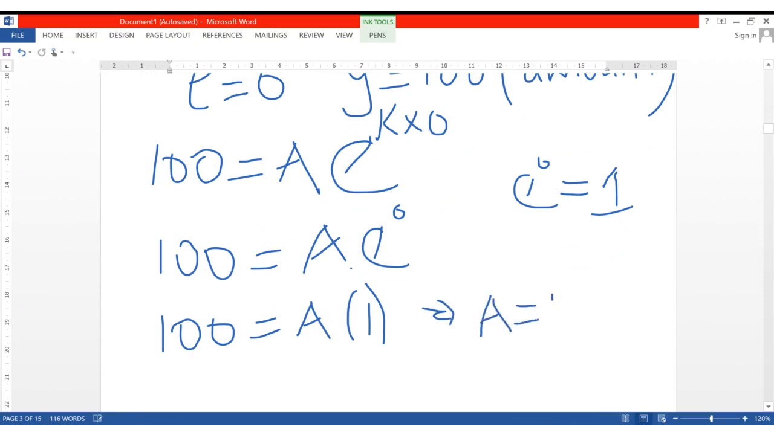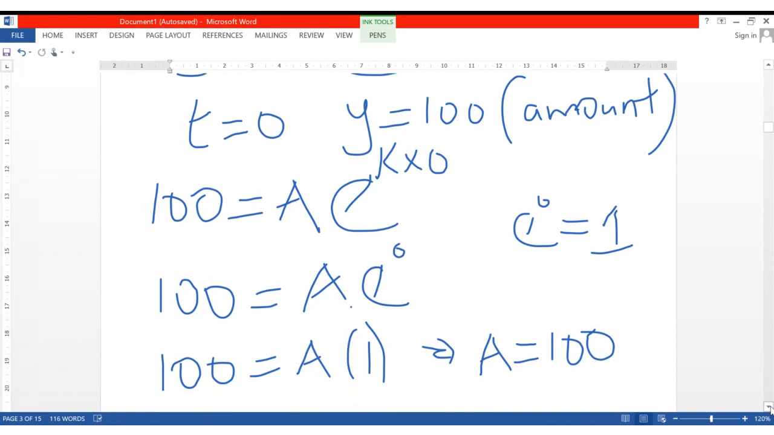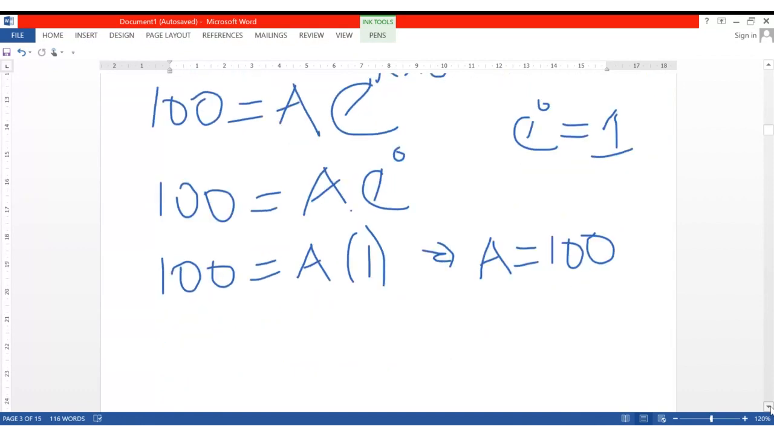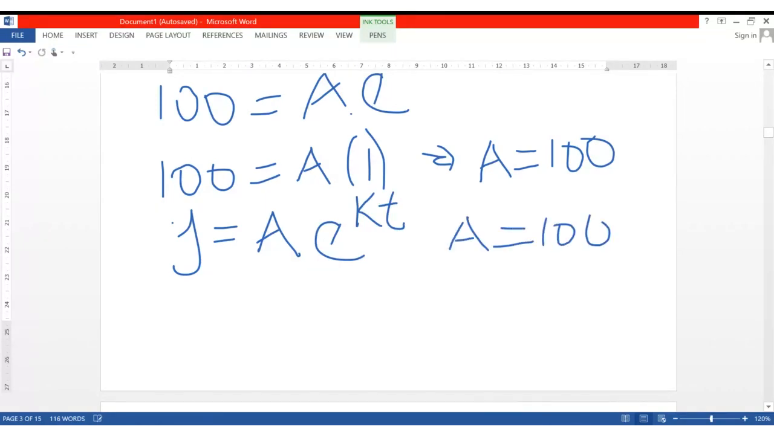Which signifies that a is equals to 100. So basically, when you're given t is equals to 0 and the amount, that will be the value of a. You just replace t is equals to 0; t times k is still 0, and then you get your a to be 100. So my equation has changed now. I've gotten a value of a. This is the equation that I had: y was given by a exponential kt. But you know that now our a is 100. So I replace that. When you get one of the values of the constants, you replace immediately. 100 exponential kt.